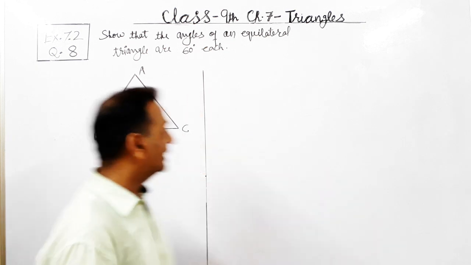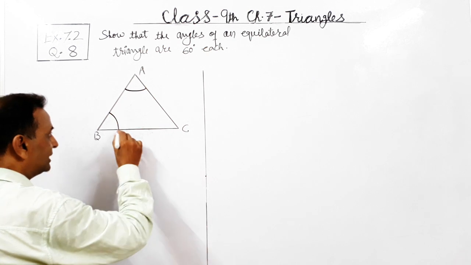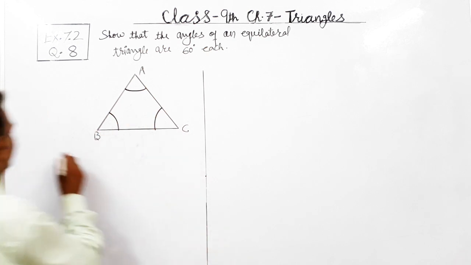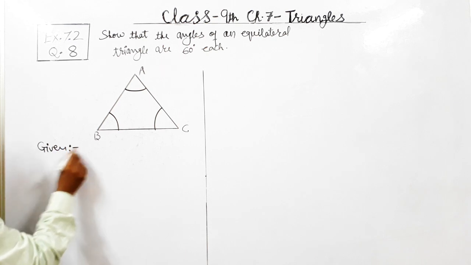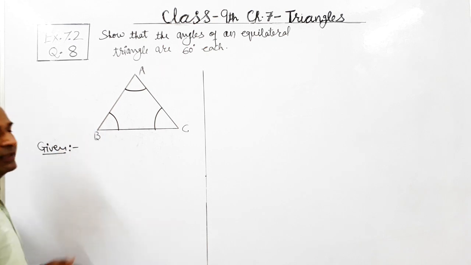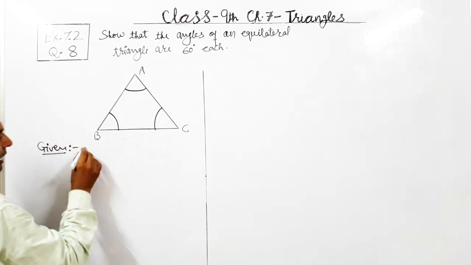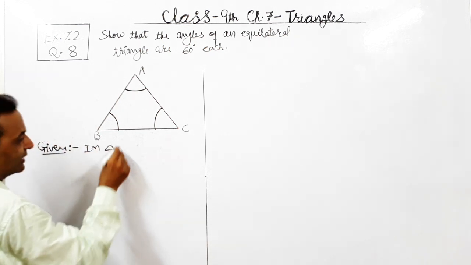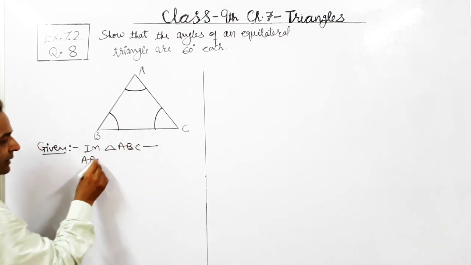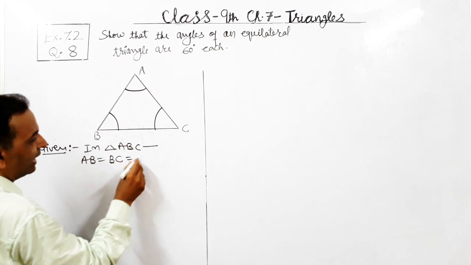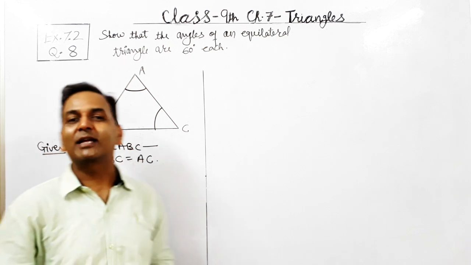Okay? So meaning क्या है? वह समझिएगा. This is angle A, this is angle B and this is angle C. So first of all, write down what is given in the statement of the question. According to the question, it is given that triangle ABC is an equilateral triangle. So in triangle ABC, AB equals BC and equals the side AC. All the three sides of this triangle are equal to each other.